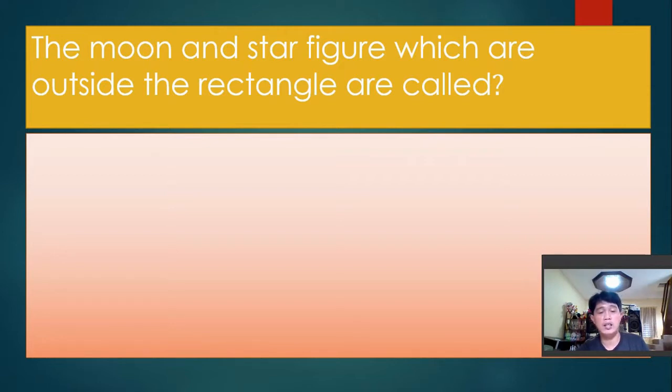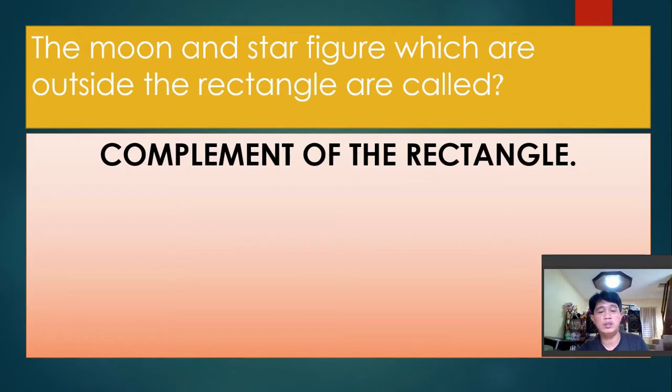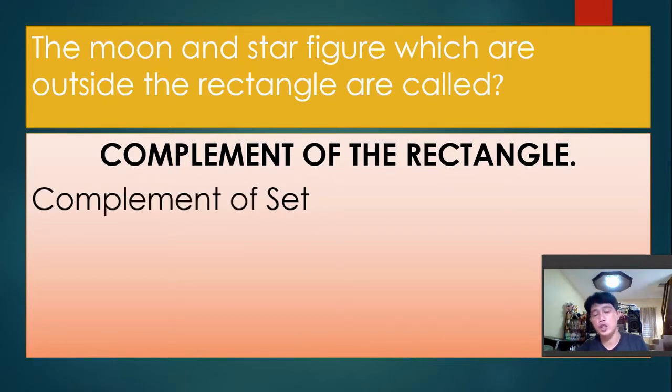So actually, those figures represent the complement of the rectangle. Do you know what a complement is? It is very easy to understand what a complement is because it denotes outside, or which is not included in a certain part or set, and that is one of the operations of set, which is the complement of set.